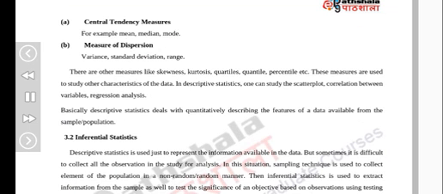A. Central tendency measures. For example, mean, median, mode. B. Measures of dispersion. Variance, standard deviation, range. There are other measures like skewness, kurtosis, quartiles, quantiles, percentiles, etc. These measures are used to study other characteristics of the data.